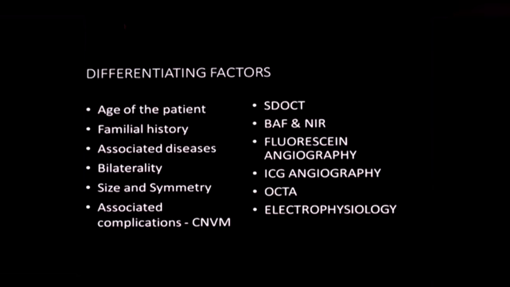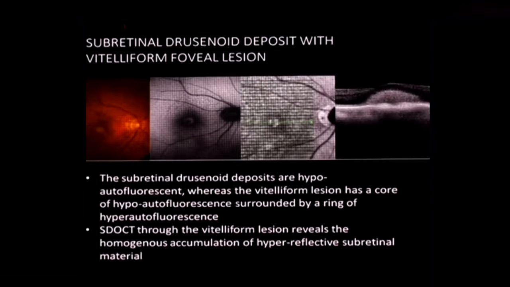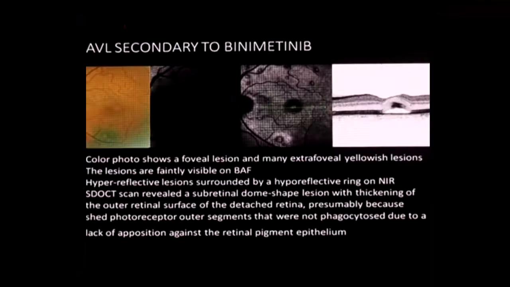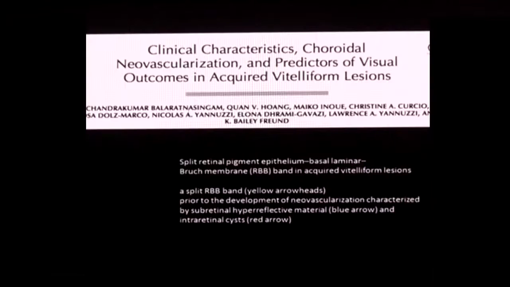So therefore, one has to look into a variety of differentiating factors, including the age, the symmetry, the size, and associated complications. And here are just a few examples which have been shown in the previous presentations, like you have the appearance of the typical drusenoid or reticular drusen, as they were previously called, and you have epiretinal membrane as well as vitreomacular traction causing the appearance of vitelliform lesions, and secondary to certain drugs as a toxic retinopathy. And this, of course, is a detailed chart, but it has been described in the previous presentations.